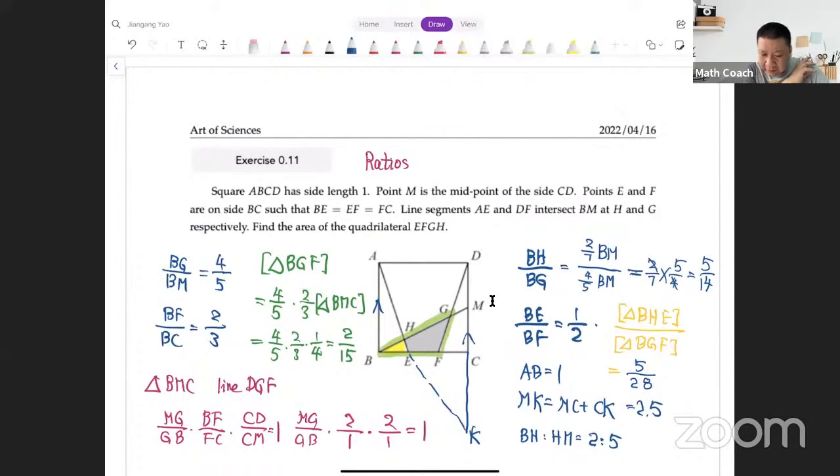This should be correct. And then finally, what would be the answer? We just use this 2/15 times 1 minus 5/28. So what we get is 2/15 times 28/23, and the result finally simplifies to 23/210.